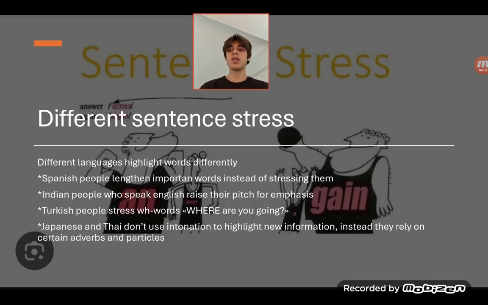Different sentence stress. So different languages highlight words differently. For example, Spanish people lengthen important words instead of stressing them. Indian English speakers raise their pitch for emphasis, and you might have actually come across this quite a bit.